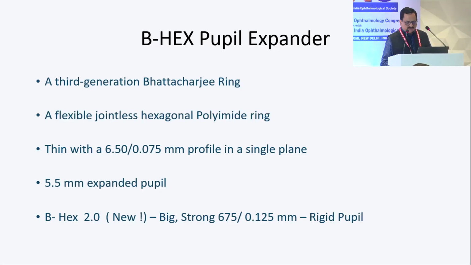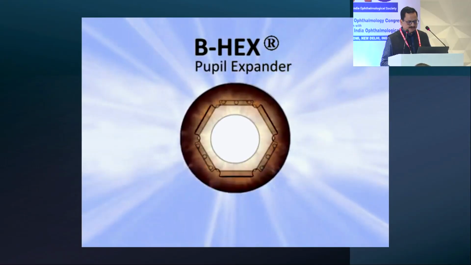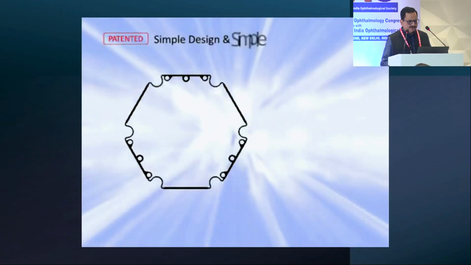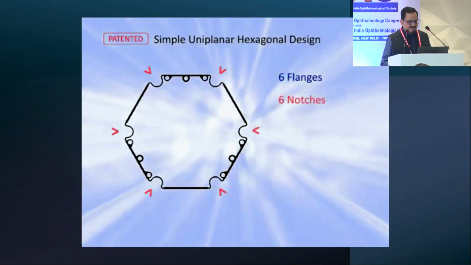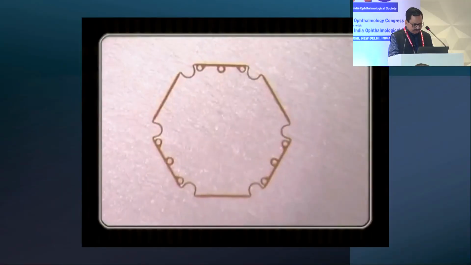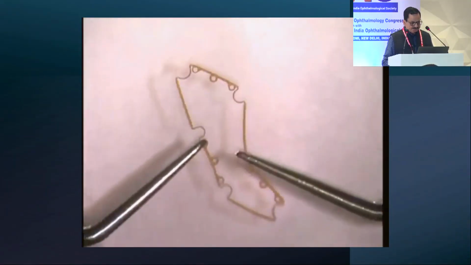And now we have got BX 2.0, the newer one, which is big and strong. It is slightly thicker, 6.75 millimeter, and it's good for rigid pupil. The B-Hex has redefined pupil expansion. Patented uniplanar hexagonal design with notches and flanges. It is 1/10 the thickness of other devices.